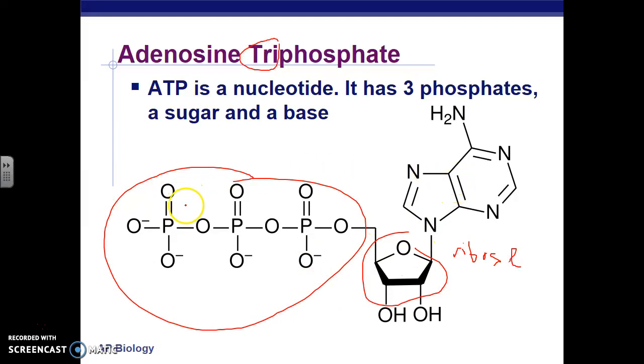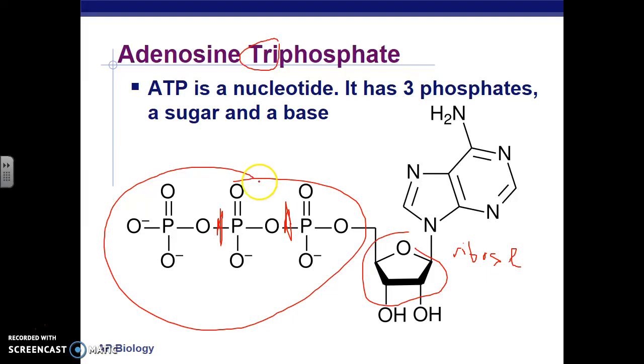Okay, the energy is stored in the phosphate-oxygen bond. So the energy is stored here. There's a whole lot of energy in these bonds. And when those bonds are broken by kinases, remember kinases remove phosphate groups from ATP and give them to other molecules, they release tons of energy. And that energy can be used to power cellular processes like active transport or muscle contraction.